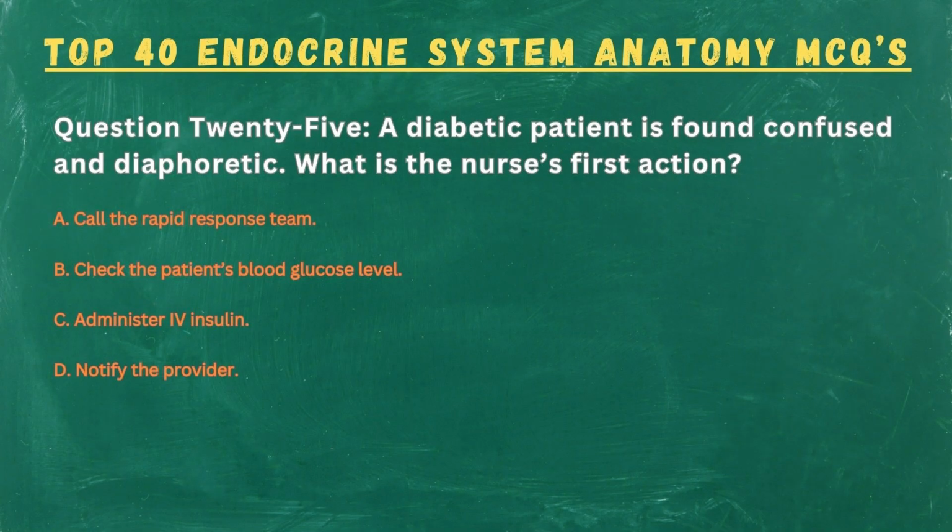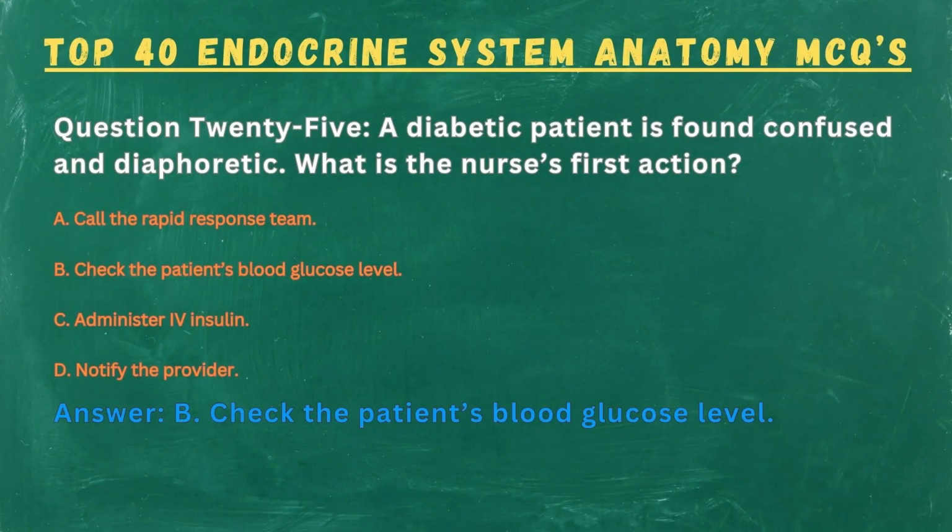Question 25. A diabetic patient is found confused and diaphoretic. What is the nurse's first action? A. Call the rapid response team. B. Check the patient's blood glucose level. C. Administer insulin. D. Notify the provider. Answer: B. Check the patient's blood glucose level.